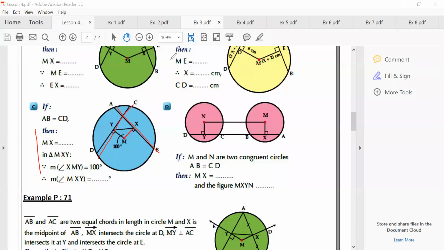AB equal to CD. AB equal to CD. Then MX equal to what? Islam, are you going to answer or not? Which one? Number C? Yes, number C. AB equal to CD. Then MX equal to what?